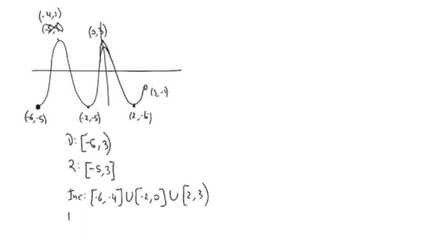When's it decreasing? Well, all the places where it isn't increasing. So what are they? -4 to -2. 0 to 2. And that's it.